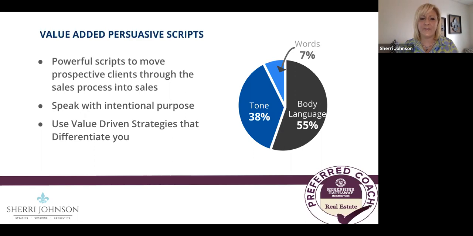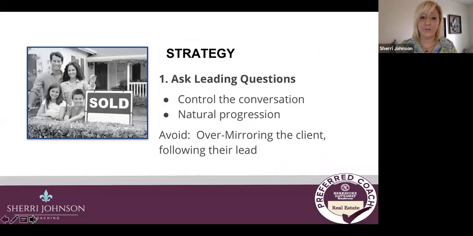And again, when you think about this, we're going to learn powerful scripts that will help move people through the sales process. That's what happens. And you'll be speaking literally with intention, and you will get better results, and you will be very much uniquely separating yourself, right? And differentiating your skill and your value to people. So the first one I'm going to say is ask leading questions.